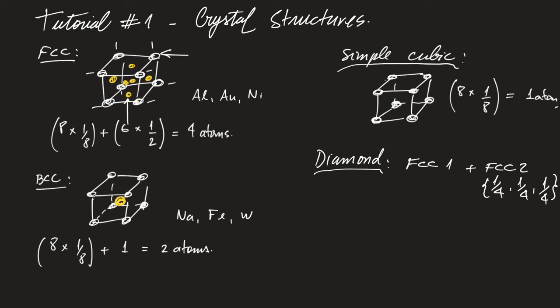And if one FCC unit cell has 4 atoms, the diamond structure that has 2 FCC structures must have 8 atoms per unit cell, which means 4 atoms for each FCC. Materials that crystallize in a diamond structure are silicon, germanium, and carbon.